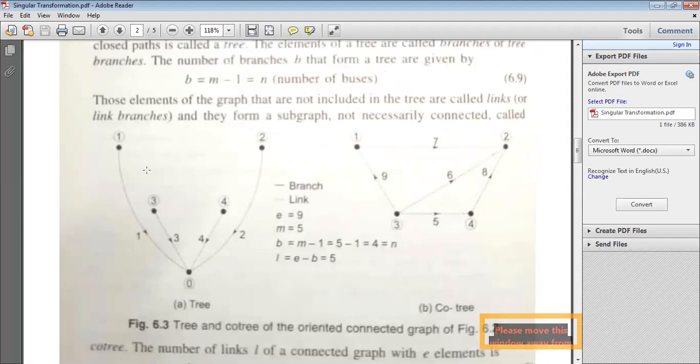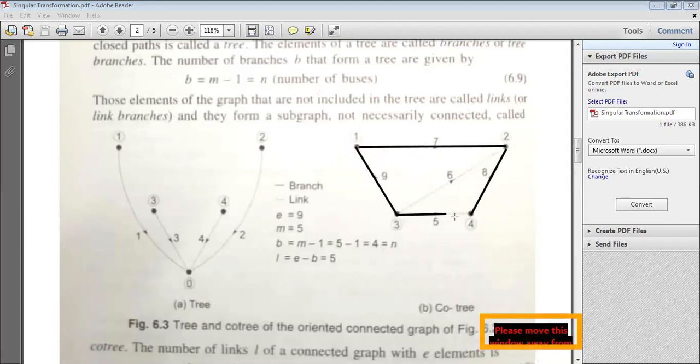So in this particular case, you do not have any closed paths here. You do not have any closed path like this. Now you see here, the closed path. See the closed path here. Now this is a closed path. This is a closed path. So if there is no closed path here, you can call that a tree.